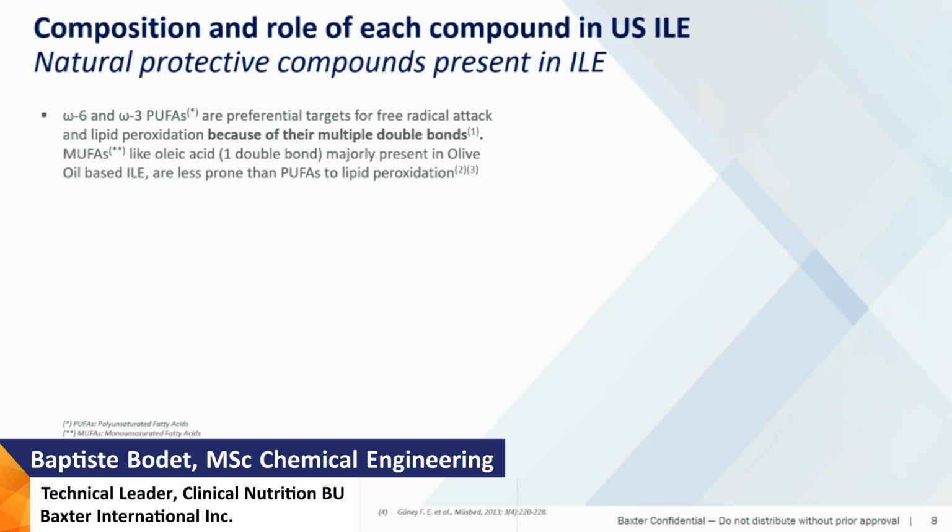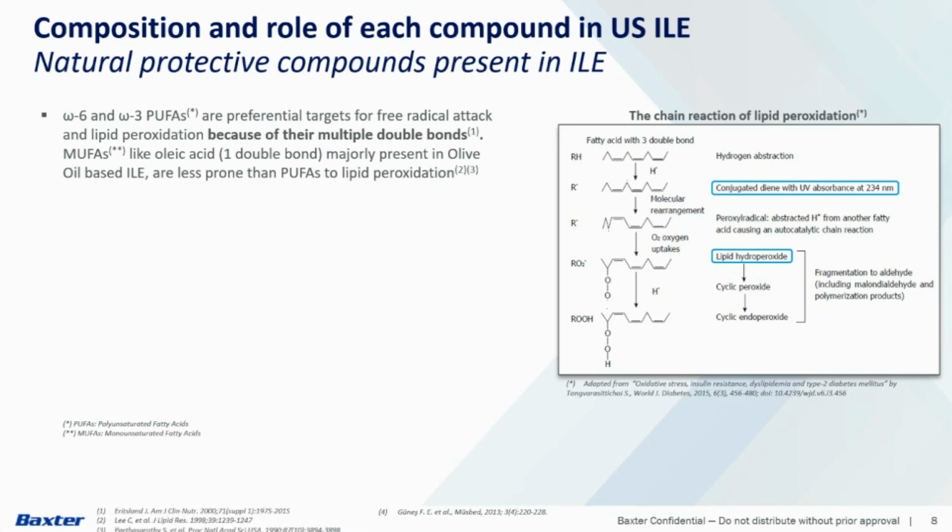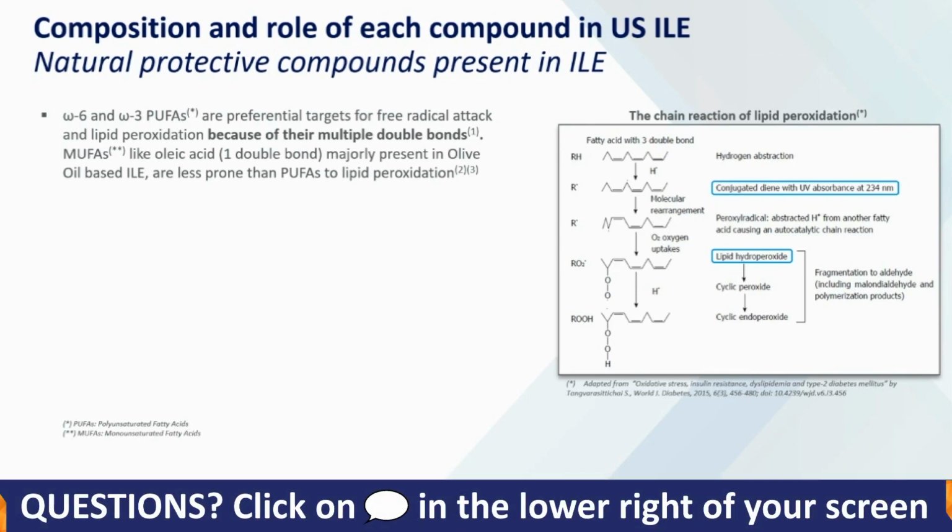Oxidation occurring in the oils and ILE is a chain reaction, as the hydroperoxides formed from the oxidation of PUFAs can themselves act as oxidizers for other PUFAs. On the right, you can see the full oxidation pathway of PUFAs, with notably the formation of conjugated dienes and lipid hydroperoxides. Consequently, oxidation in ILE should be avoided, as the hydroperoxides formed lead to the formation of free radicals capable of oxidizing the tissue component and thus representing a risk for the patient.